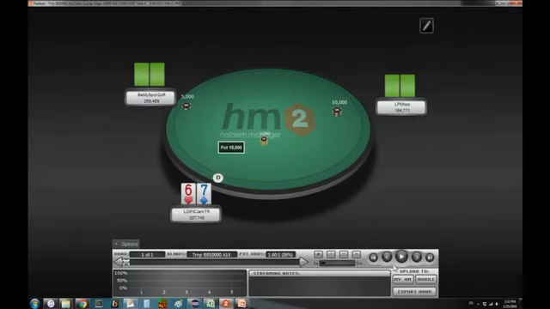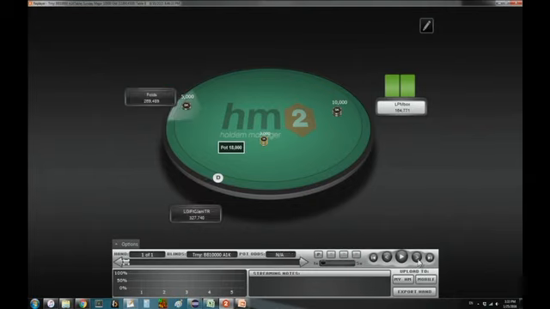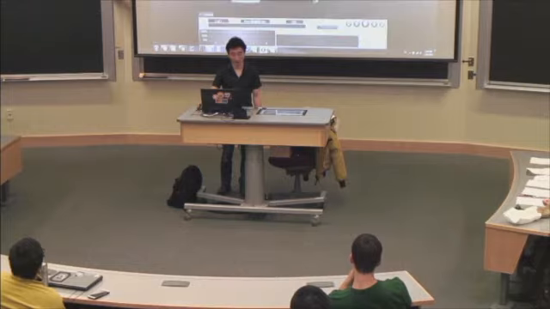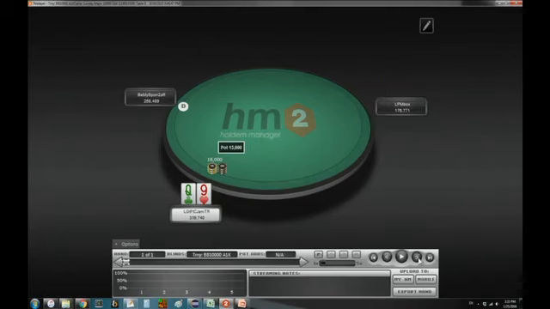7-6 offsuit, I decided to fold. I think that's very reasonable considering they can just go all in on top of that. Queen 9 offsuit, get a walk.